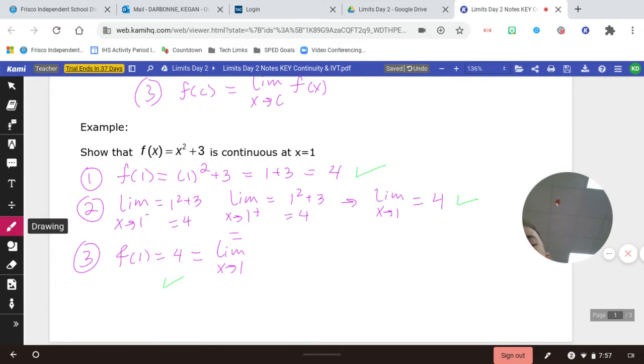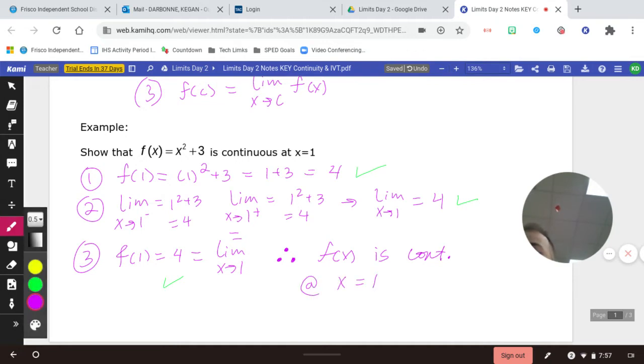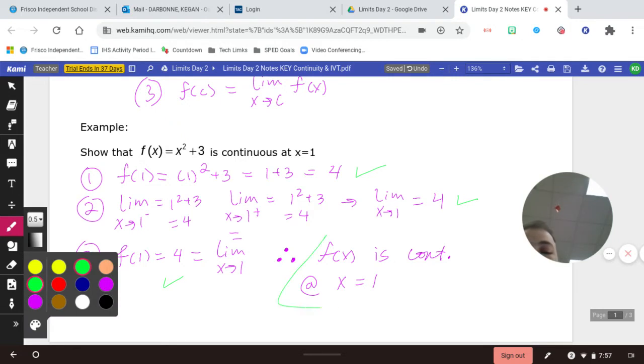So then we say therefore, which if you remember from your proofs in geometry, therefore we do those 3 dots in a triangle, which stands for therefore. So therefore, f of x is continuous at x equals 1. Just like that.